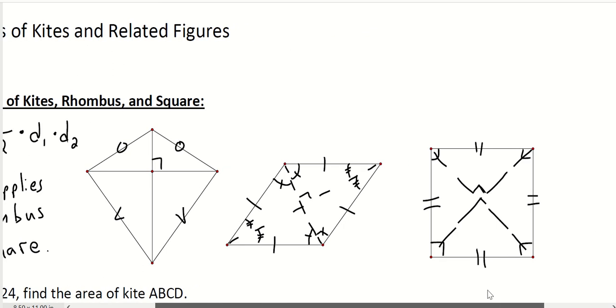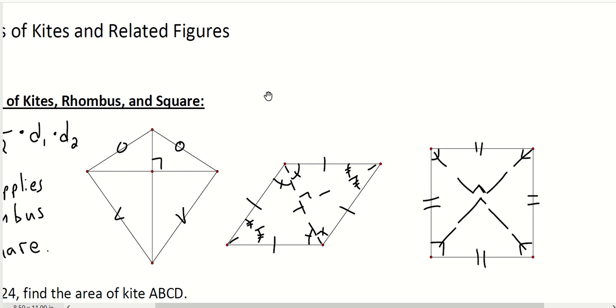And a square is also a rhombus. So all the properties of a rhombus also apply to a square, and also all the properties of a kite also apply to a square. So two tick marks, two tick marks, two tick marks, two tick marks. We know that's a rhombus. 90 degrees, 90 degrees, 90 degrees, 90 degrees. We know that's a square. You can see in a square, the diagonals are perpendicular.